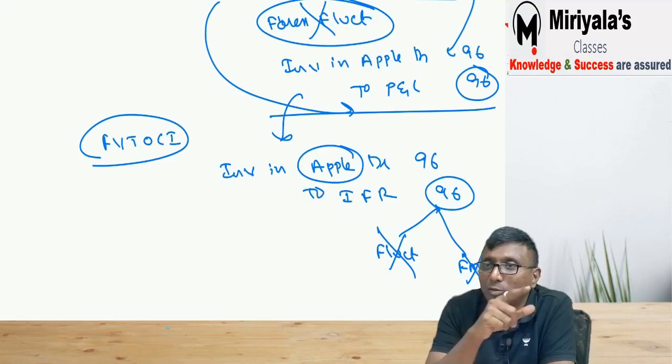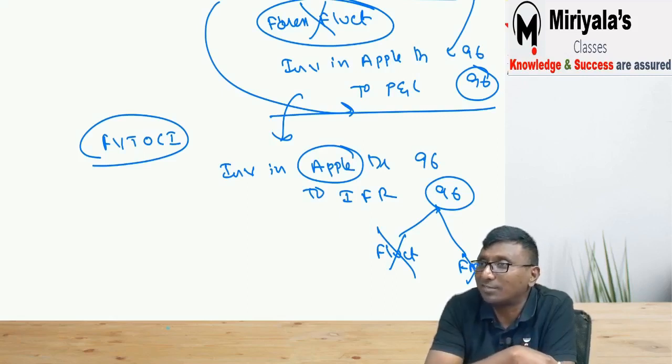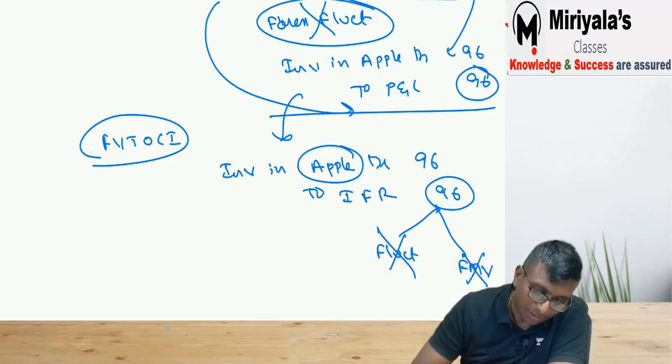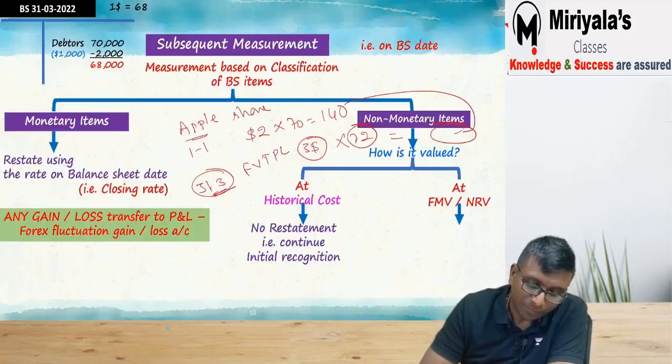Because once equity goes, subsequent movement will not be there. That's why the problem is not there. Have you understood what I said? Right. We'll write some points on it. Nothing to worry.